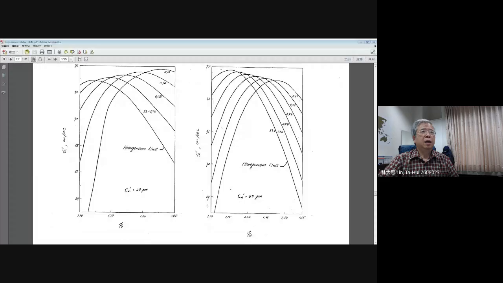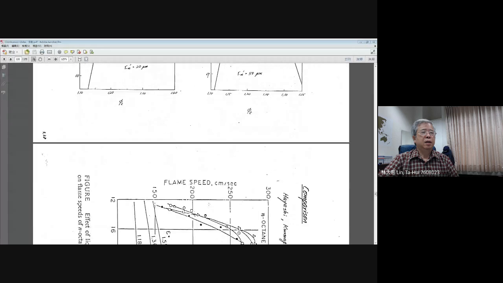I need to make a change. Need to change the orientation of the... Oh no, I'm sorry. I need to use the other slides.